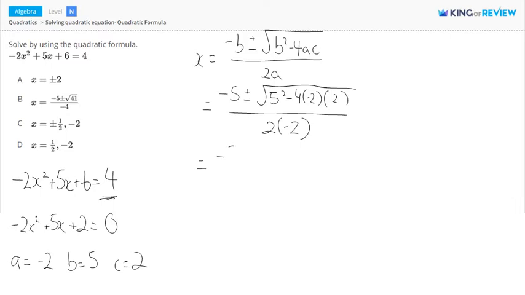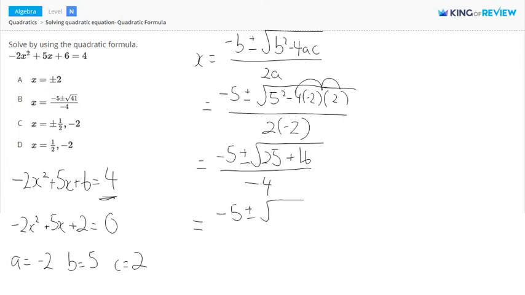So that's -5 plus or minus the square root of 5 squared, which is 25, minus 4 times -2, which is 8, times 2, which is 16, so plus 16, over -4. So that equals -5 plus or minus the square root of 41 over -4. Now, therefore, this is our answer, and option B is our answer.